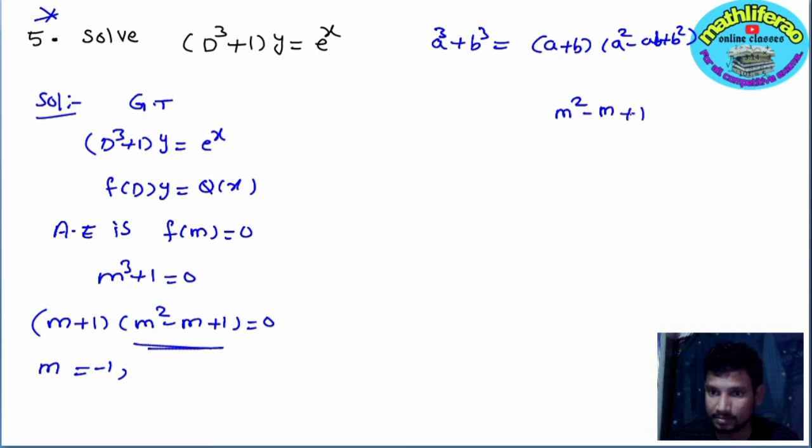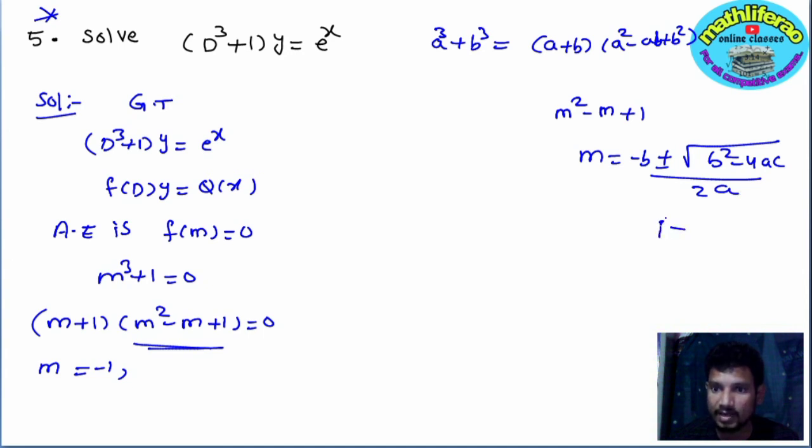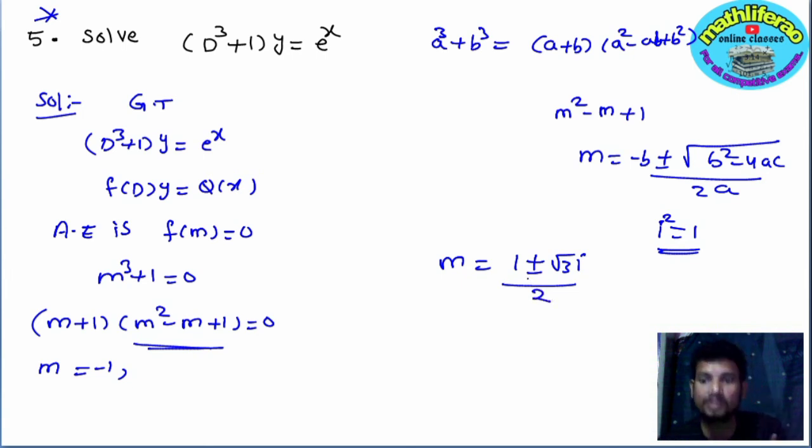plus 1 using the formula m equal to minus b plus or minus under root of b square minus 4ac by 2a, and taking i square equal to minus 1, the roots of the equation are m equal to 1 plus or minus root 3 i by 2. We already discussed these questions in the last part. So the roots are 1 by 2 plus or minus root 3 by 2 i.